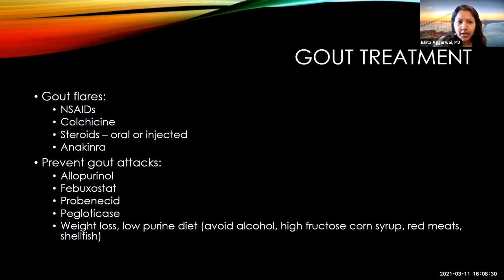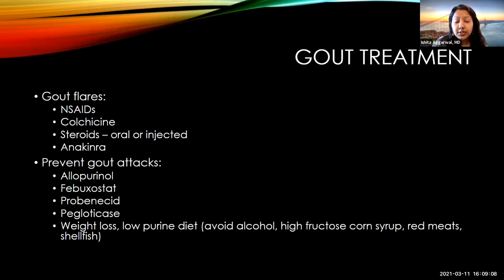Oftentimes, if there's only been one gout attack, we don't typically start preventive treatment at that time. Usually, if there have been 2 attacks or more per year, or there's any history of chronic kidney disease or kidney stones related to uric acid, those may be some reasons that we start this treatment. An alternative is febuxostat, with the other name being Uloric. Both of these medicines help to reduce the uric acid level chronically. Other options include probenecid and pegloticase. Pegloticase is an infusion medication.